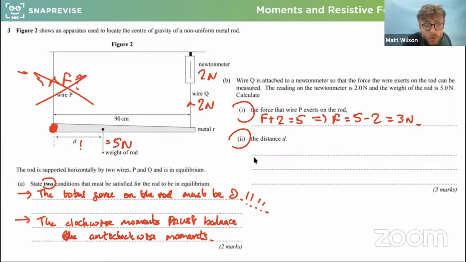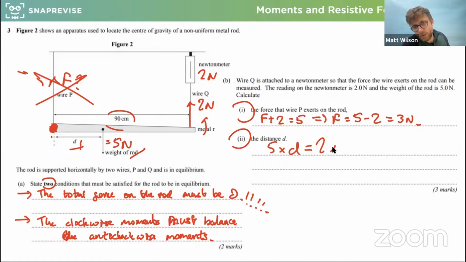Okay, so what are the clockwise moments here? Well, I've got the 5 newtons weight of the rod acting at a distance d from this point. So I have 5 times d. That's the clockwise bit. What about the anti-clockwise bit? Well, I have a 2 newton force taking me anti-clockwise here. And that's acting at 90 centimeters. They've given us that. Perfect. 2 times 90. So should we keep this in? Yeah, let's keep this in centimeters. Okay, 2 times 90. So because I kept that distance in centimeters, the distance d I get from this calculation will also be in centimeters.